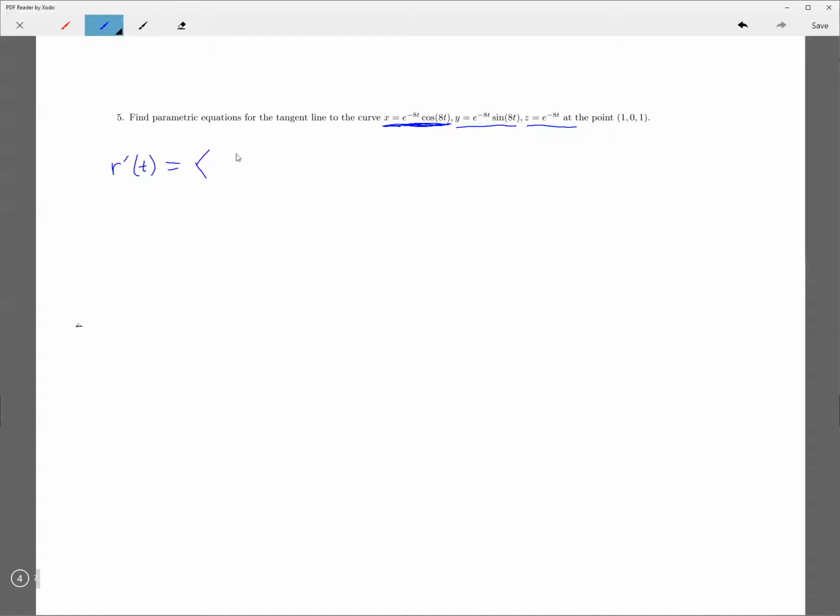Negative 8 e to the negative 8t power cosine 8t, plus e to the power of negative 8t sine 8t. But you'll have a negative 8 come out from here, right? So the derivative of cosine is negative sine, and so you're going to get that. Okay, that's just the x.